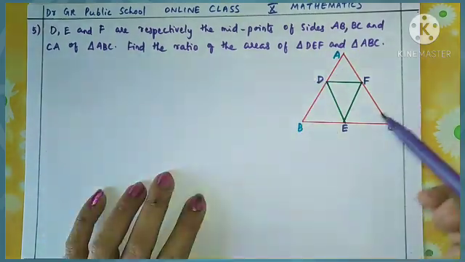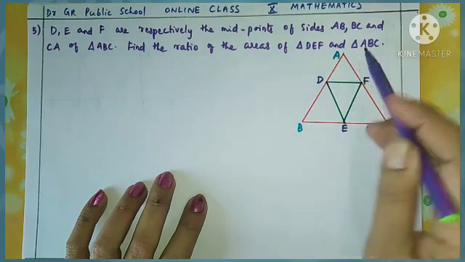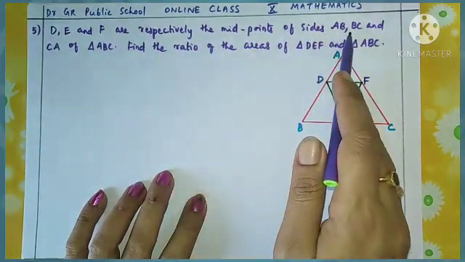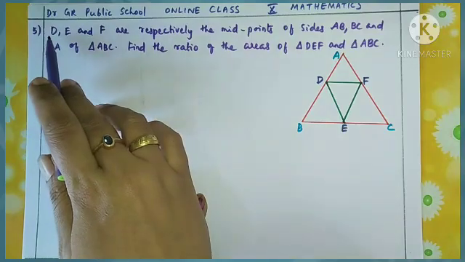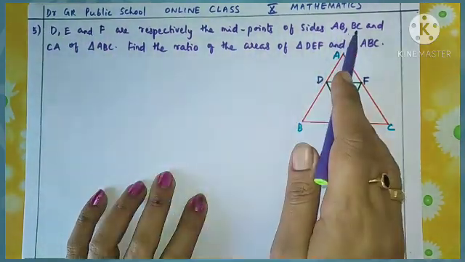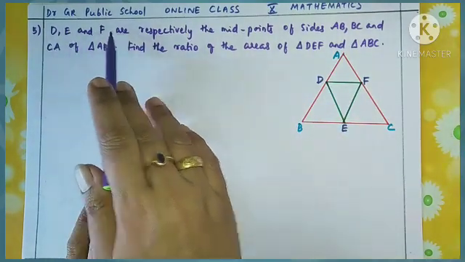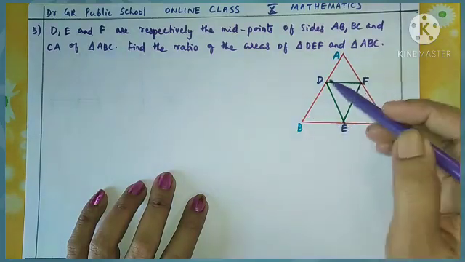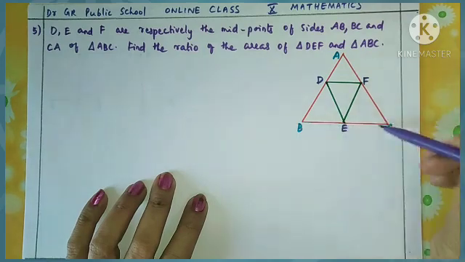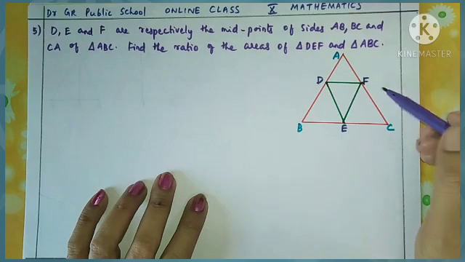Okay, so here you see the figure. A triangle ABC is there and D, E and F are respectively the midpoints of sides AB, BC and CA, means D is the midpoint of AB, E is the midpoint of BC, F is the midpoint of CA. So in that order you want to consider the midpoints. So D is the midpoint of AB, E is the midpoint of BC and F is the midpoint of AC. Okay, now what happens?